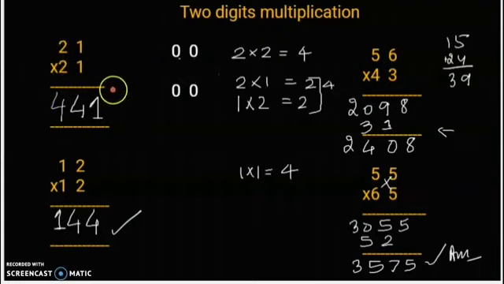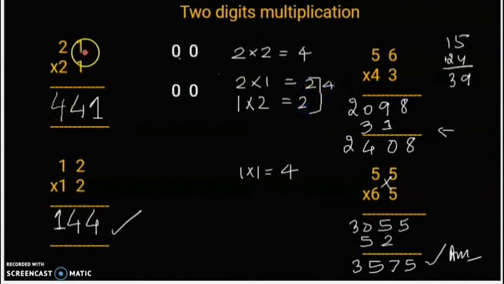First of all, what we are going to do, we will multiply the extreme left, 2 times 2. That gives us 4. I have written here 4. Next step is cross multiply, that is 2 times 1 is 2 and 1 times 2 is 2. And then add. So cross multiply and add. So 2 plus 2 gives you 4.